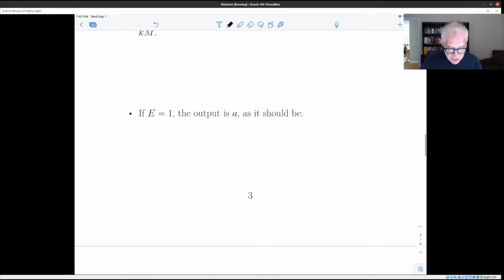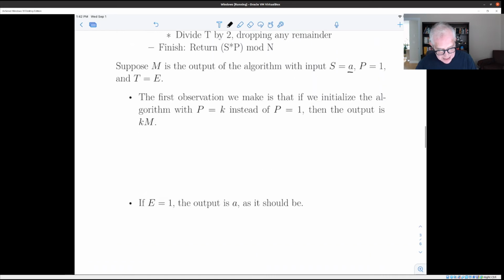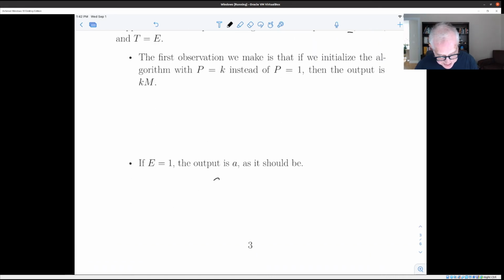Now, the first step in our induction is the case where e is 1. And if e is 1, the very first thing that happens is that we return s times p. And remember that at the beginning, s is a and p is 1. So we return a, which is in fact a to the 1. So the first step of the induction checks out. And if you run the algorithm with e equals 1, it returns s times p, which is a to the 1.